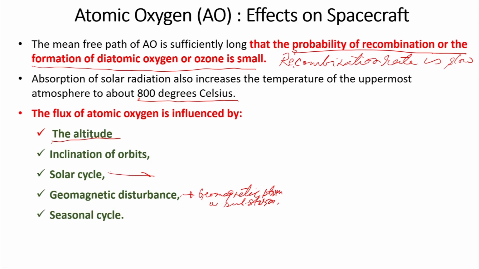Then seasonal cycle. The solar flux is also a function of the season, because the Earth's spin axis is at an angle of 23.5 degrees with the orbit in which it is orbiting the sun. Because of this there is a seasonal variation of the solar illumination. So, this seasonal variation also will have an effect on the flux of atomic oxygen.